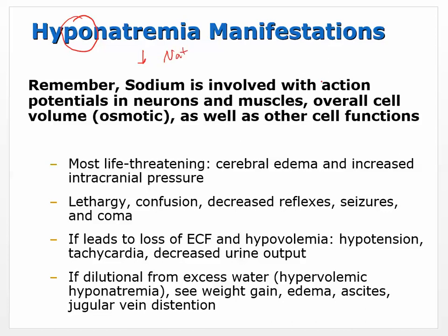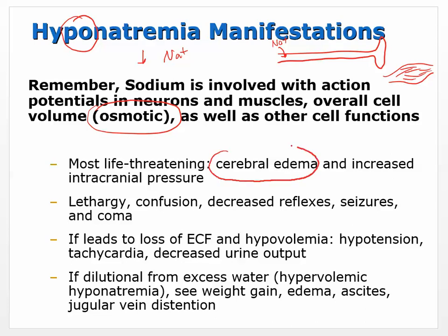Remember, sodium is involved with action potentials. If you have a neuron, remember that action potential is sodium rushing in. Well, if your sodium levels are low, then you're not going to have good action potentials. That's not going to work the way that it needs to work. So sodium is involved with action potentials in neurons, and it's involved with action potentials in muscle. That means you could have cramping, you could have neurons that aren't functioning the way they're supposed to, and you have these osmotic effects that we were talking about. And really, one of the biggest, most life-threatening things that can occur with hyponatremia is cerebral edema and increased intracranial pressure.